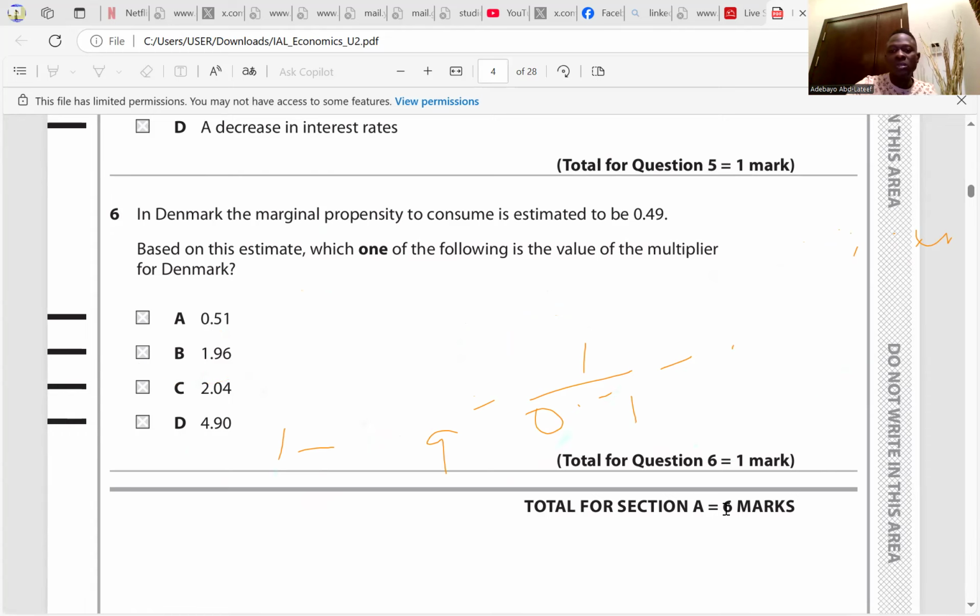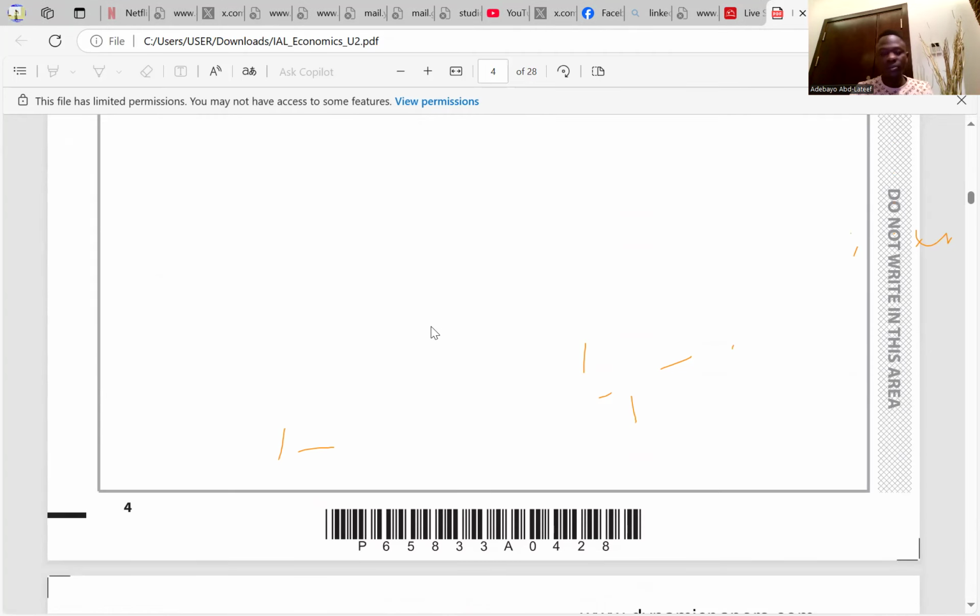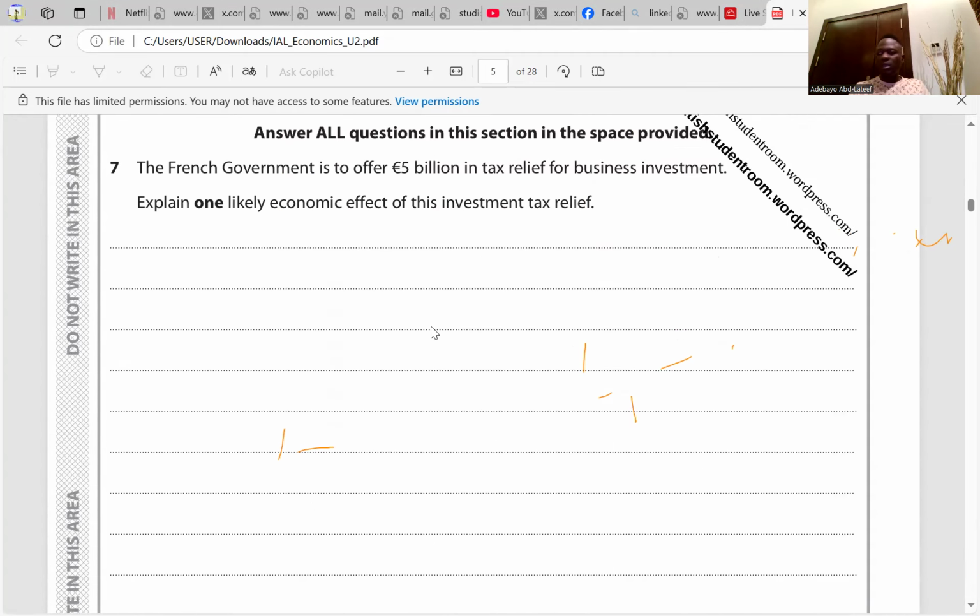So go to question 7. The French government is to offer 5 billion in tax relief for business investment. Explain one likely economic effect of this investment tax relief. First, what is investment? Investment is spending on capital goods. And tax relief on investment occurs when firms are charged a lower tax rate to encourage them to invest.